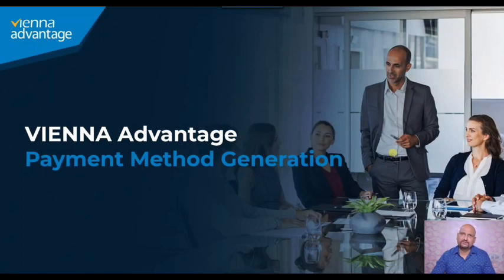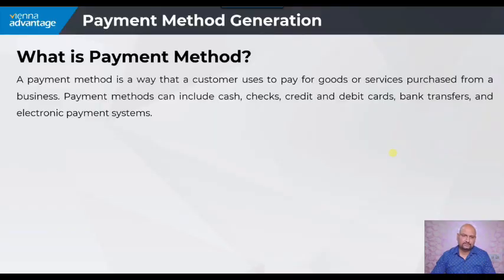Welcome back, Vienna user. In today's session we are going to cover how to generate the payment methods in the Vienna Advantage ERP. Before we move into the system and generate the payment method, we'll first go through what payment methods basically are. Let's move on. A payment method is a way that the customer uses to pay for goods or services purchased from the business.